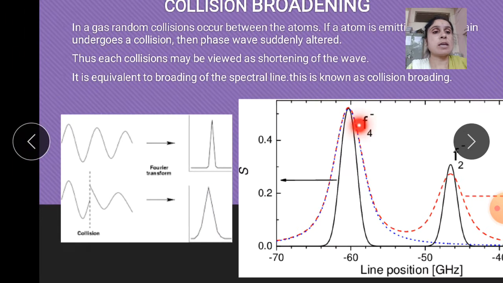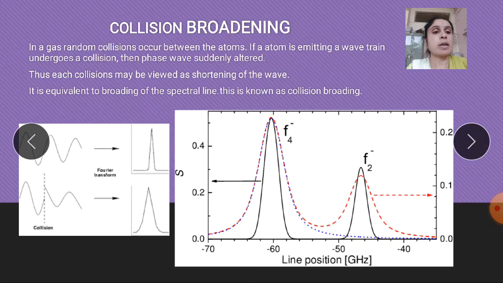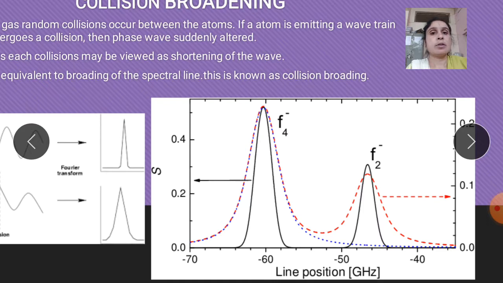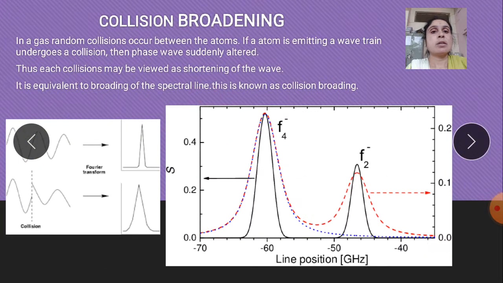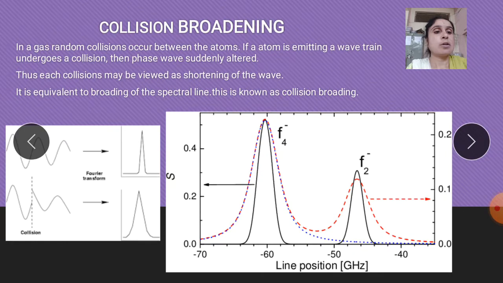The frequency of that mechanism can be measured in gigahertz. So, in this way, the broadening of the spectral line is known as collision broadening. These spectral lines are known as collision broadening.